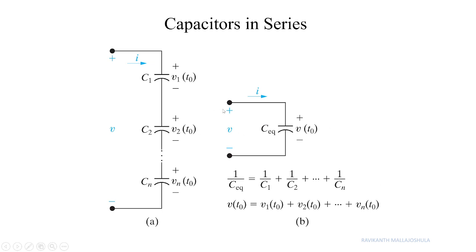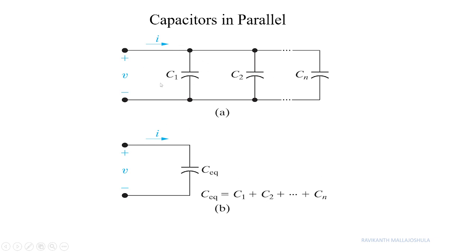And unlike inductors, capacitors have the formula of 1 by C equivalent equal to 1 by C1 plus 1 by C2 for 2 capacitors placed in series. And for the parallel, you have the calculation of capacitance, which is equal to C1 plus C2.